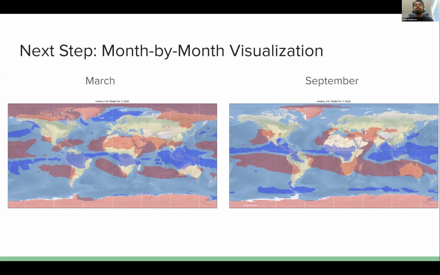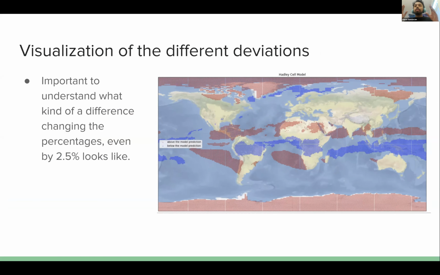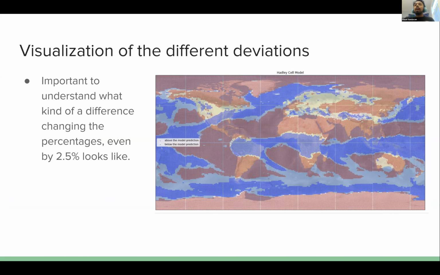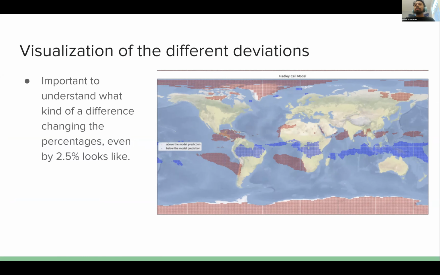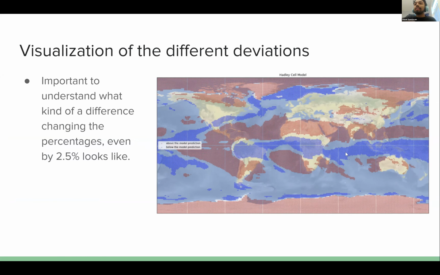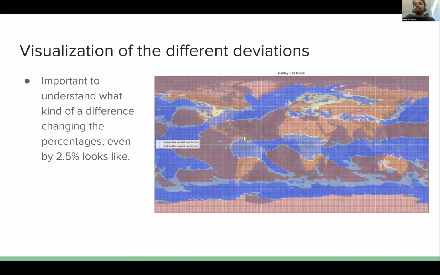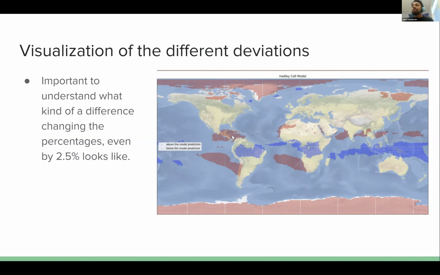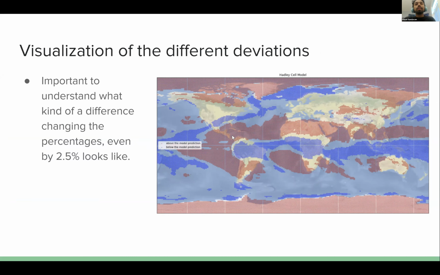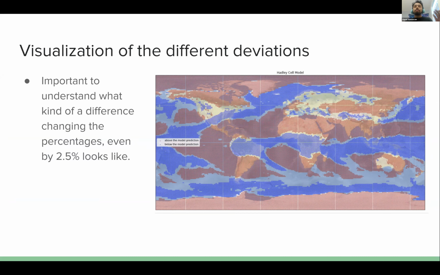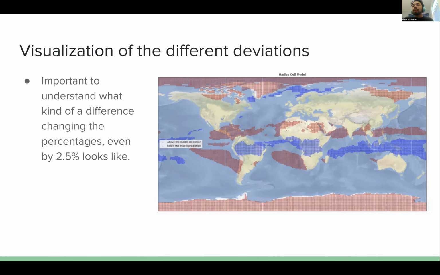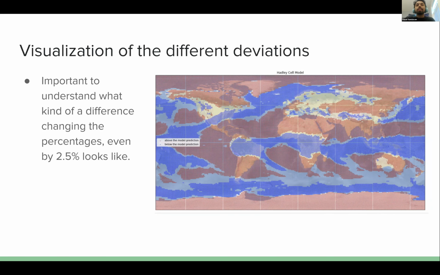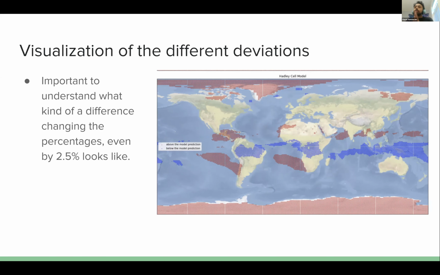Also, the other thing that I think was important was a visualization of what the different deviations represent. Here you can see 1%, 2%, 5%, 7.5%, 10%, and 12.5%. You see how it changes over the course of that, because it's going to be important for when I discuss the results that I get from each of the deviations. Changing the percent even by 2.5% you don't see that much of a difference, but gradually over time, it really does make a difference. So now I'm going to go into the results that I have for the overall area expansion.